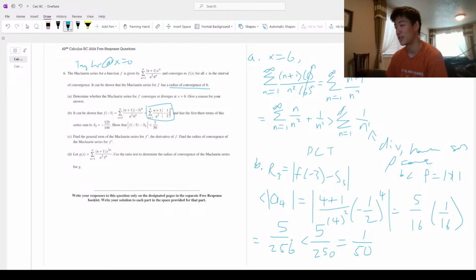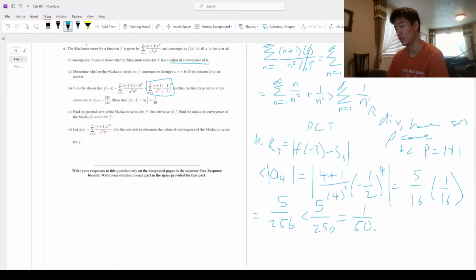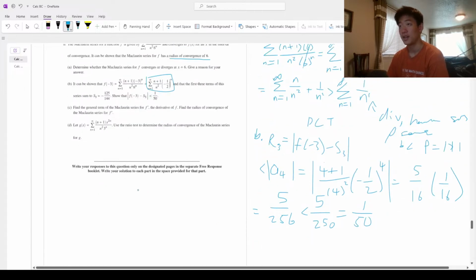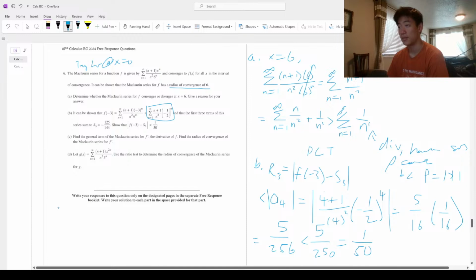Yeah, you're just done here because you've shown that the remainder is less than this, which is less than this. So you basically have a chain that shows that this over here is less than this. So you can just leave it like that. All right. So we need more space, so I'm going to erase.